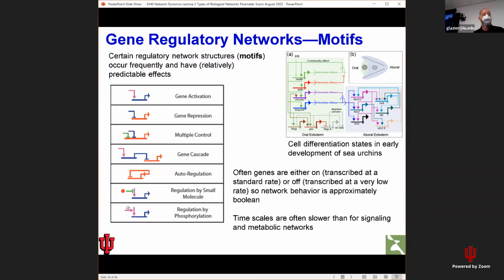How do they combine? Here, in the third one, gene cascade, an activator turns on gene 1, it makes something that turns off gene 2. That's pretty common. Those are all what are called feed forward. The input goes to the output.